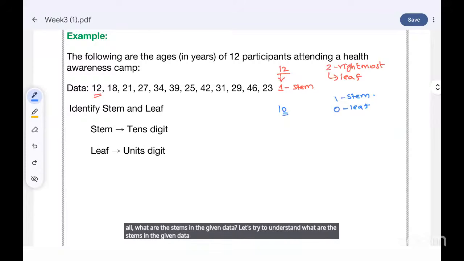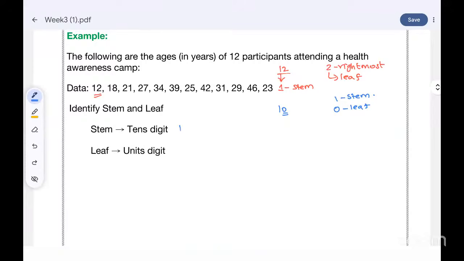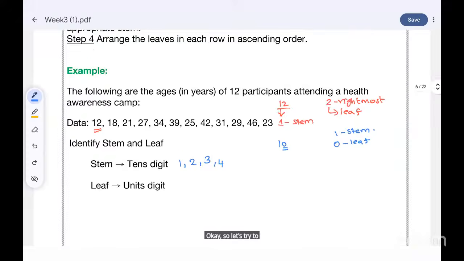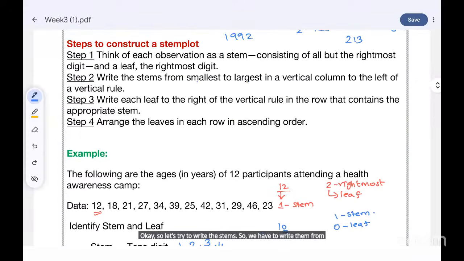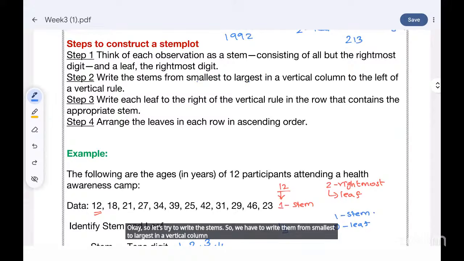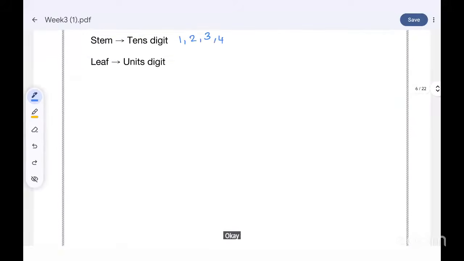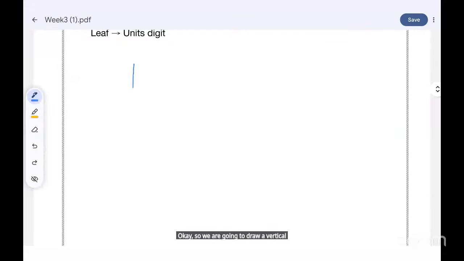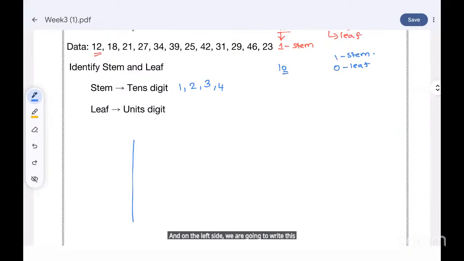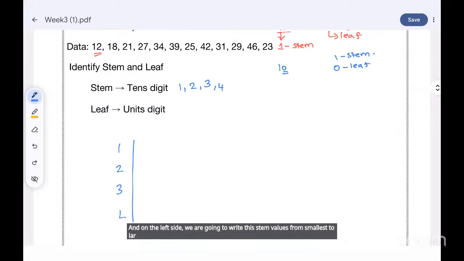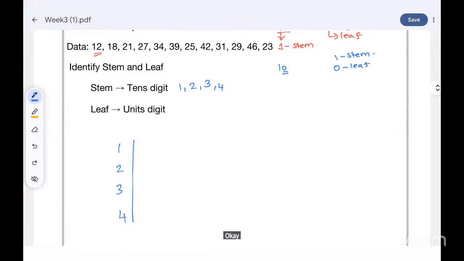Can you tell me? 1, 2, 3, 4. Okay, so let's try to write the stems. We have to write them from smallest to largest in a vertical column to the left of a vertical rule. Vertical rule means just a vertical line. So we are going to draw a vertical line, and on the left side, we are going to write the stem values from smallest to largest. Okay, so these are the stem values.